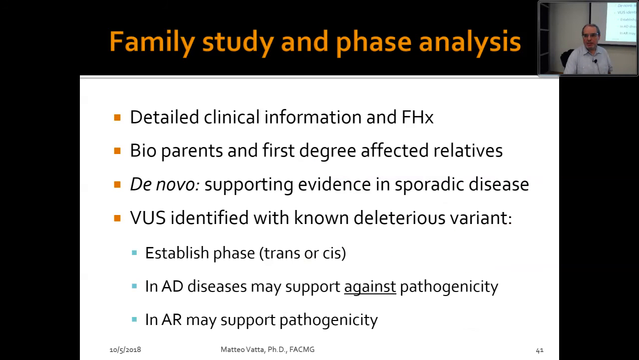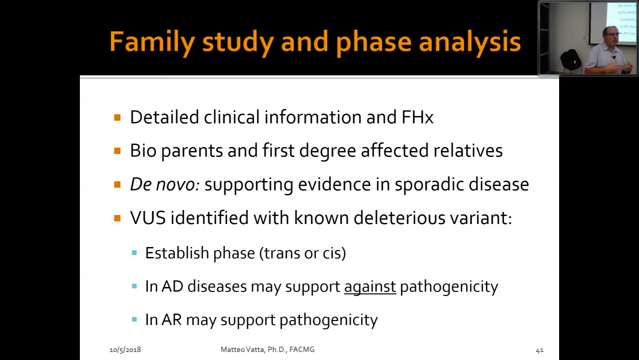And definitely family studies. So to do a family study, of course, we always need detailed clinical information, family history, biological parents. Sometimes we cannot confirm the paternity of a case. And it's very important to have biological parents, because if the variant is present in a subject with otherwise negative family history and is presenting de novo, then this is evidence toward pathogenicity.